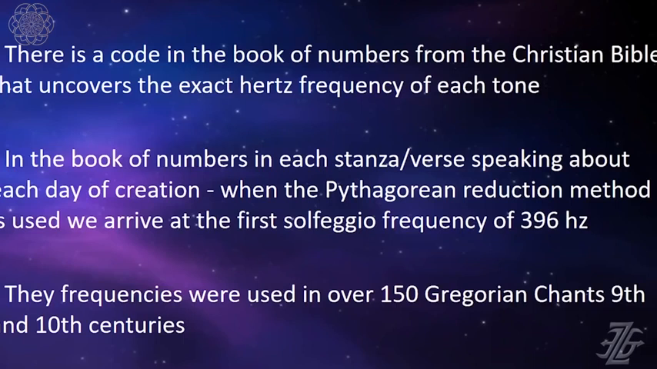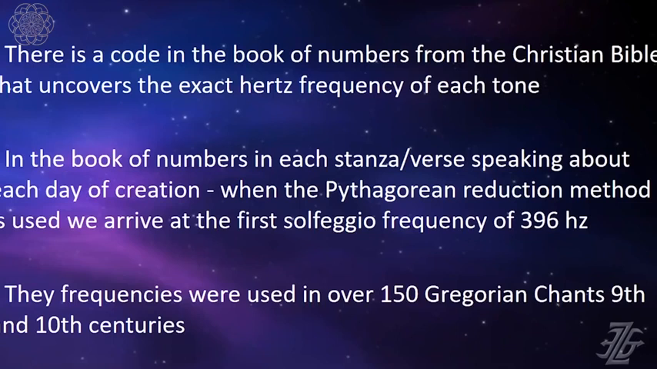How did the solfeggio tone come about? Well, I just told you how the tones came about, but how did the frequencies come about? Each of these tones has a corresponding frequency that we've now actually been able to show. There is a code in the Book of Numbers. So if you go to the Book of Numbers in the Bible, and you go to each of the stanzas or verses that talks about a day of creation. So I'll throw out arbitrary numbers just so you guys can understand. Say we have 10 stanzas, but 7 of them are only talking about each day of creation.